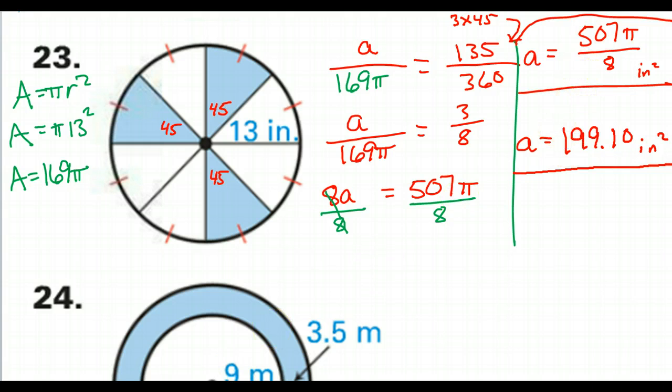All right, just one more time, let me emphasize this. 507 pi divided by 8. You know what, maybe that would turn out fine without. Okay, anyway, I'm just going to move on.